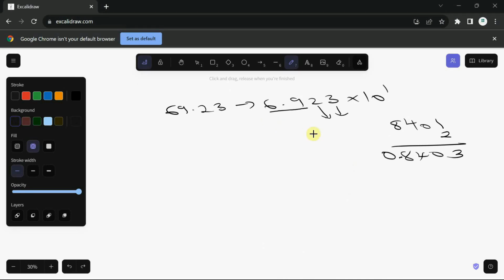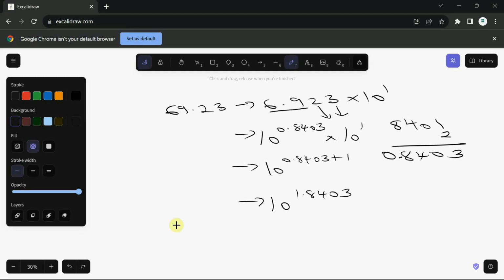The next thing to do is we said we should express that logarithm in power of 10. So I'll come here and say this 69.23, I can replace that as 10 raised to the power of 0.8403 times 10 raised to the power of 1, right? And then from the law of indices, it's the same base and the multiplication is joining them, so we can add the powers. So that will be 10 raised to the power of 0.8403 plus 1, and that would be 10 raised to the power of 1.8403.